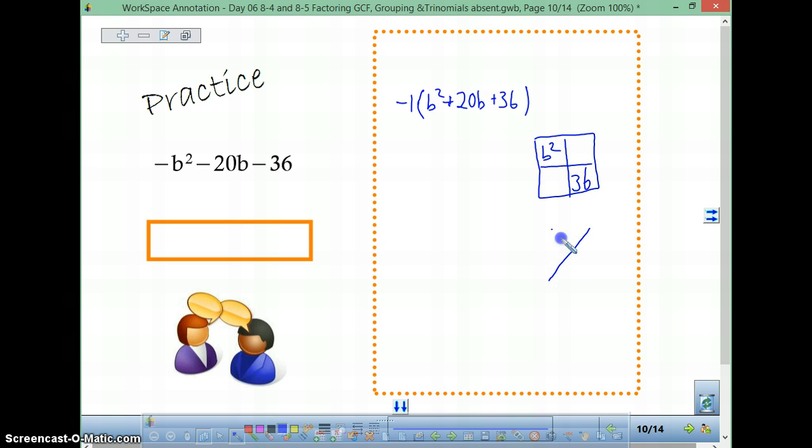Let's use the x. The a times c would be 36b squared. The 20b goes in the basement. I've got a b on both sides. Now I have to figure out how to find two numbers that multiply to 36 and add to 20. I've got it. It's 18.